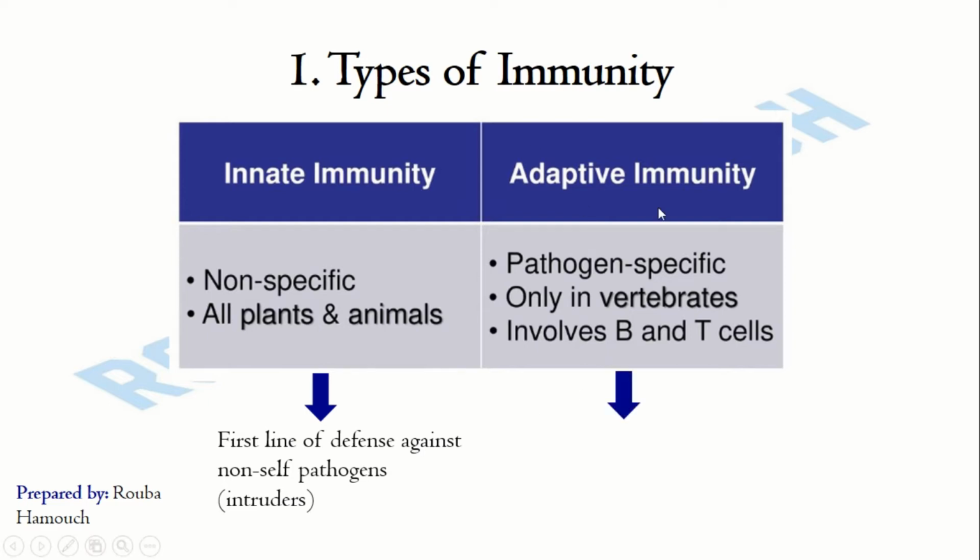Whereas the adaptive immunity takes place when the innate immunity fails to eliminate the intruder. That's why the adaptive immunity is considered as a second line of defense against pathogens or intruders. In our session today, we'll discuss together the innate immune response.